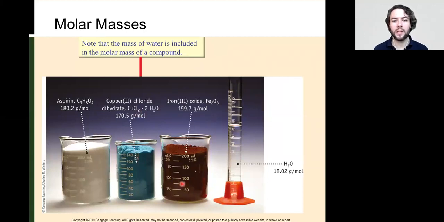Here we have iron oxide, which has this formula. And so this is its mass of 1 mole. And then water, for example, which is something we just talked about a moment ago, it is H2O and it has about 18.02 grams per mole. And so there's about 18 milliliters here. So that's about 18 grams of water. That is 1 mole of water.